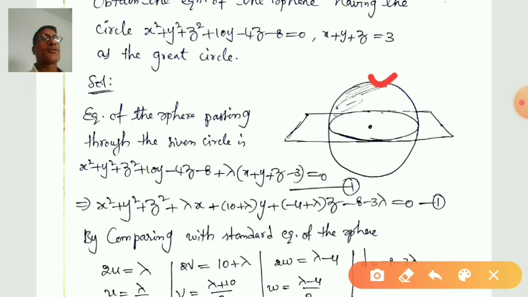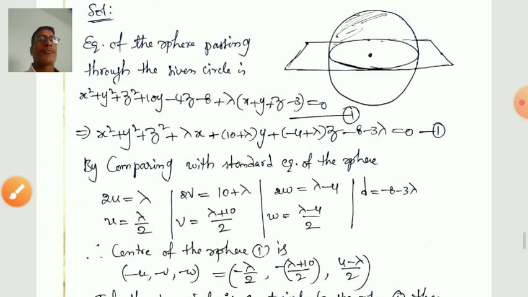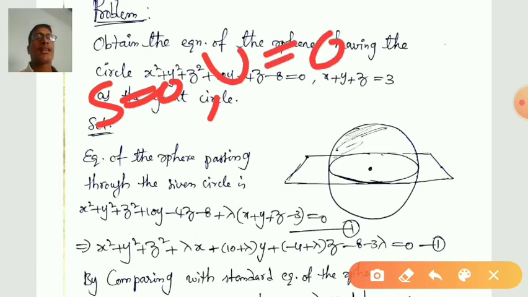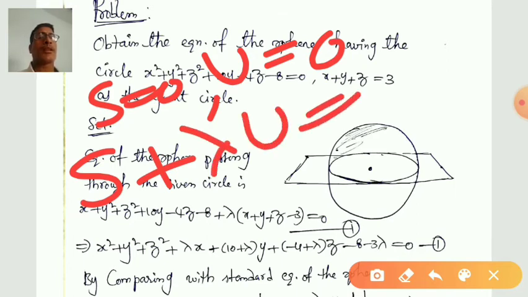This is the sphere and this is a plane passing through the center of the sphere. So there is a circle of intersection of the sphere and this plane. This circle is called a great circle. That means the circle of intersection of the plane passing through the center with the sphere is the great circle to the sphere. So whenever S is equal to 0, U is equal to 0 represent a circle, then the equation of the sphere passing through the circle can be given by S plus lambda U is equal to 0.